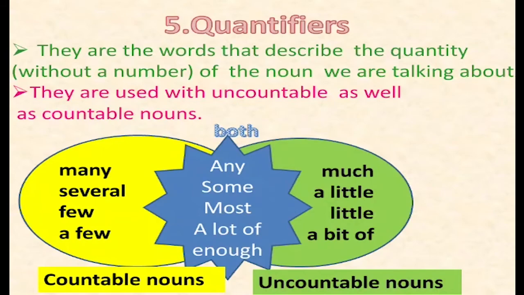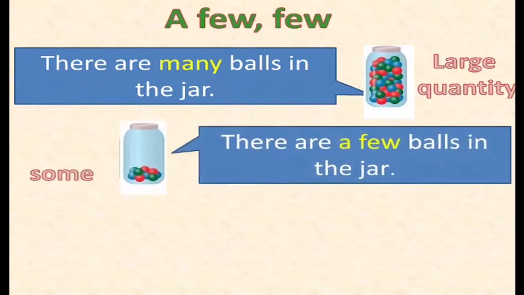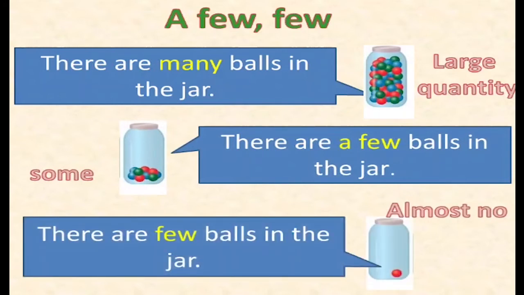Let's look at some examples of these quantifiers. So what is the difference between a few and few? Okay, there are many balls in the jar. First, when you talk about many, that means it's a large quantity. There are a few balls in the jar, so there are some balls. It is a positivity. So when we use a few, it shows some positivity, that there are some balls. There are few balls in the jar means almost no. It is negative. It shows negativity.